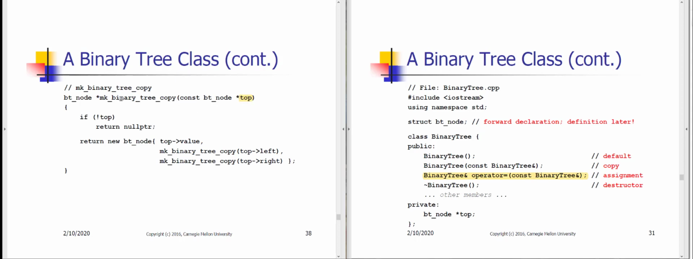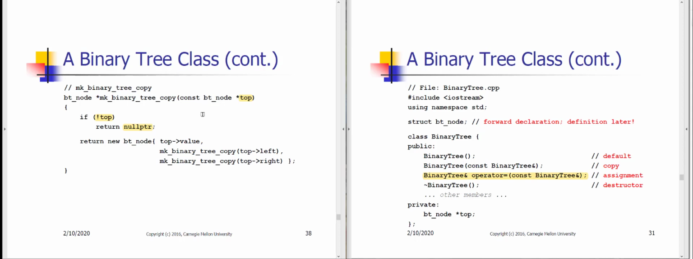That means make binary tree copy promises it will not change the argument tree. When make binary tree copy is done, it returns a pointer to a BT node, which is the topmost node of a new copy of the original binary tree. Well, copying an empty binary tree is super easy. If the existing binary tree is empty, that is, if top is 0, all we have to do is to return a null pointer, or 0, and we're done.